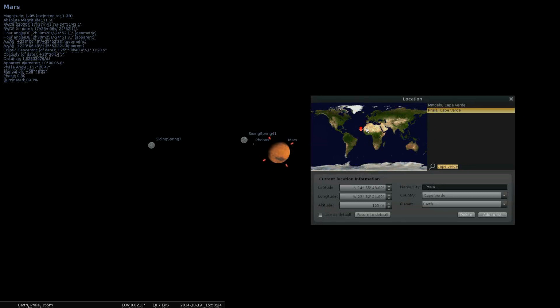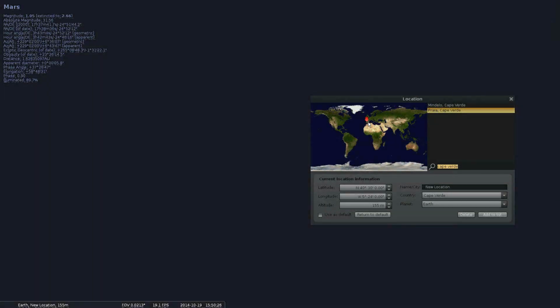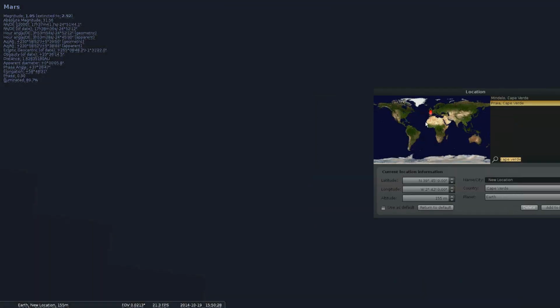But you could see Mars above the horizon, even from Spain, but not all that high, only about 5 degrees or so.